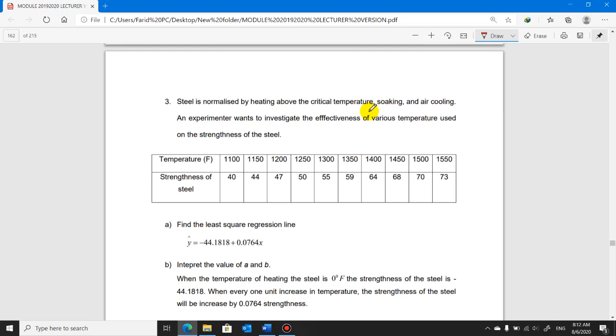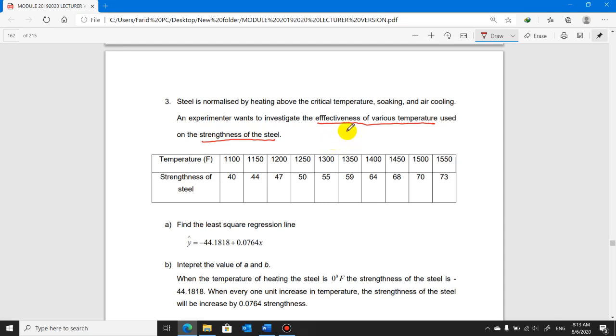Okay, so number 3, the question is: steel normalized by heating above the critical temperature, soaking and air cooling. An experimenter wants to investigate the effectiveness of various temperatures used on the strength of the steel. So now we have two variables: the various temperatures and the strength of the steel. For this question, we need to know what is X and what is Y. What is independent, what is dependent.